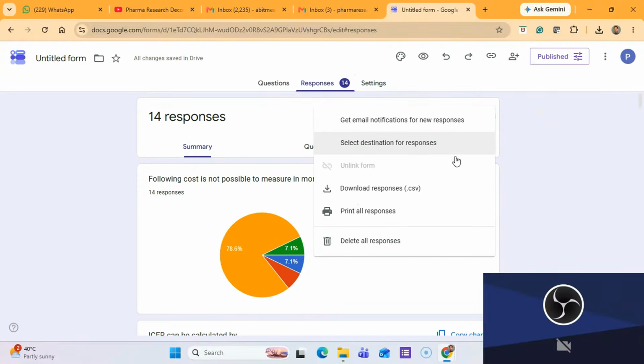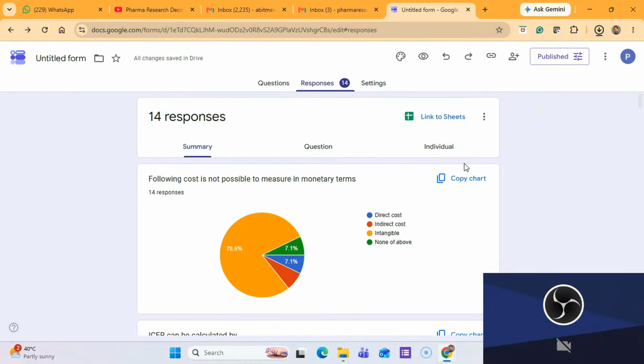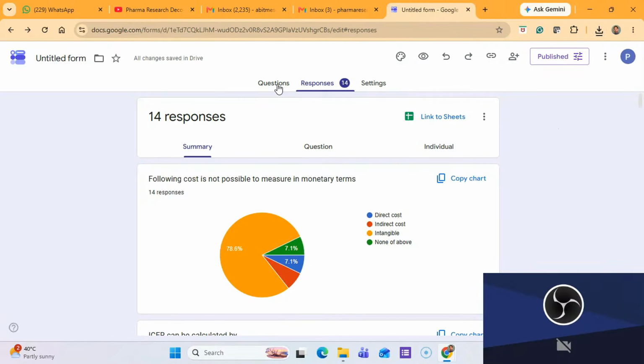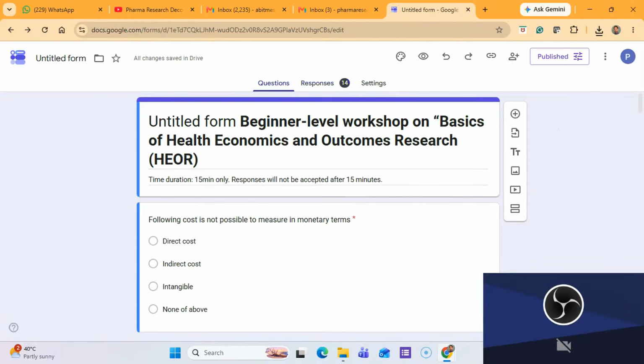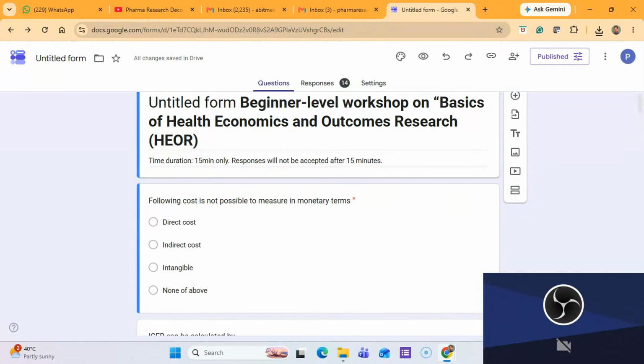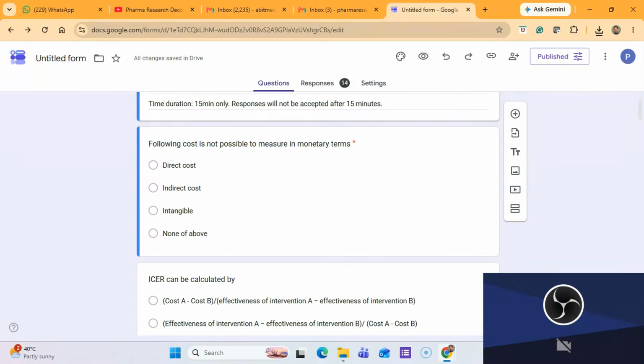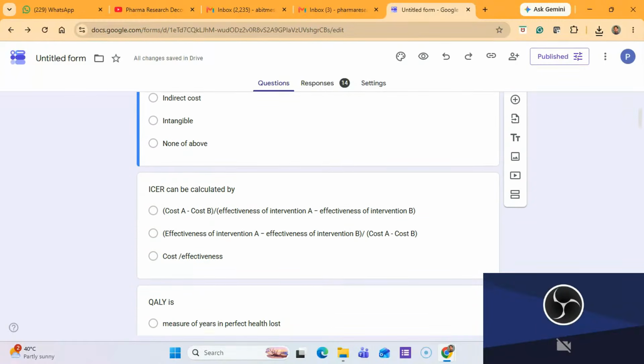Right? So we are just going to discuss a little bit, not much more. I will not take much more time on your questions. I think every one of you got a score between 18 to 20. So, sir, quickly I can discuss. Which cost is not possible to measure in monetary terms? That is the clear answer: intangible, right?